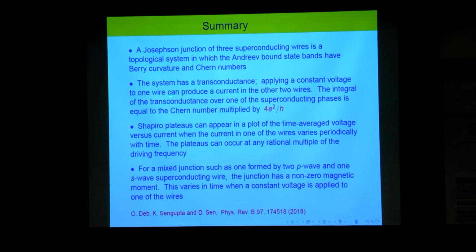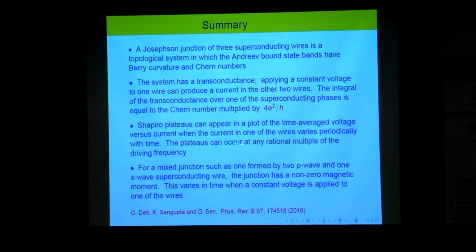Okay, so the summary is that I've shown you that the Josephson junction of three superconducting wires is a topological system, where the bound state bands have Berry curvature and Chern numbers. The system has a transconductance, so applying a constant voltage to one wire produces a current in the other two wires. And if you integrate that transconductance over one of the superconducting phases, you get the Chern number multiplied by 4e squared by h. And then you can get Shapiro plateaus in a plot of time average voltage versus current.